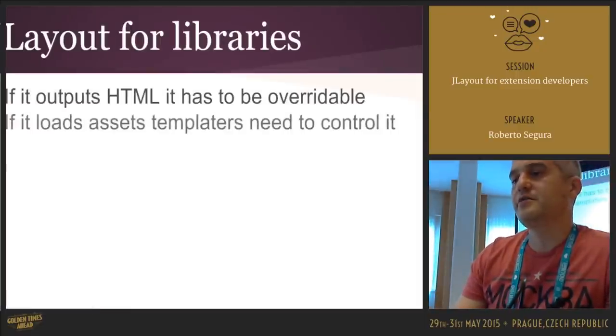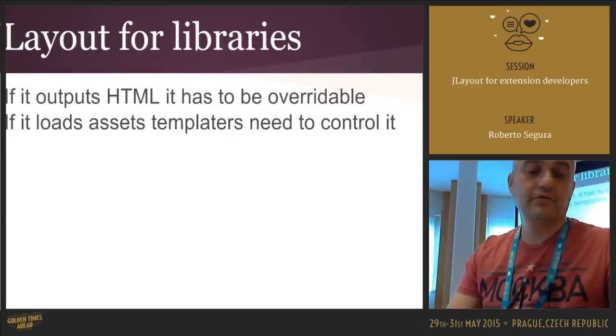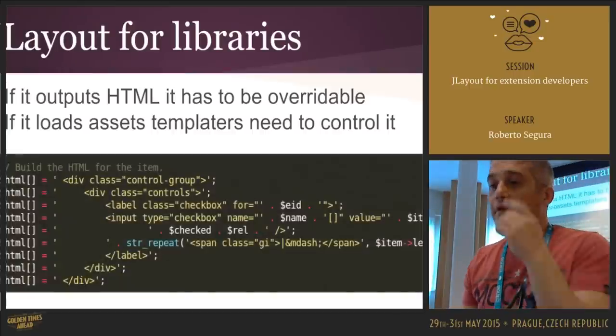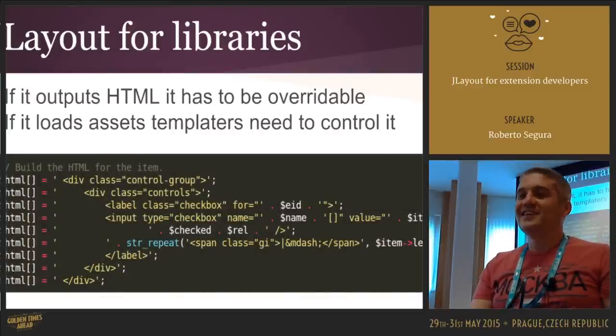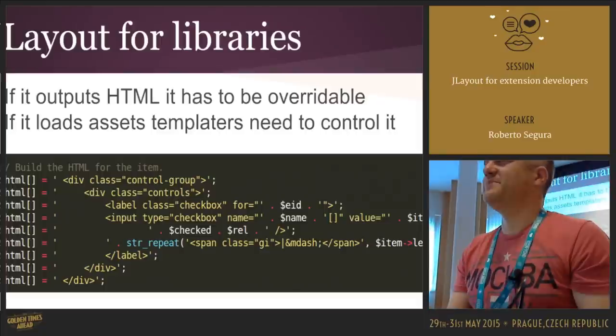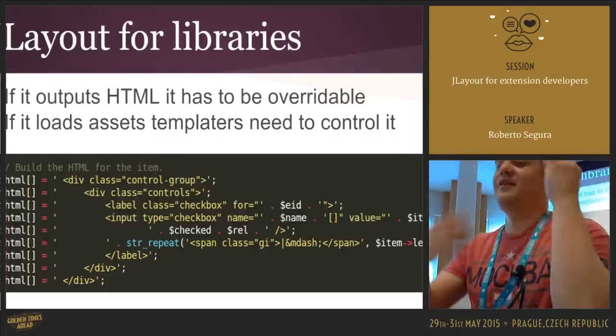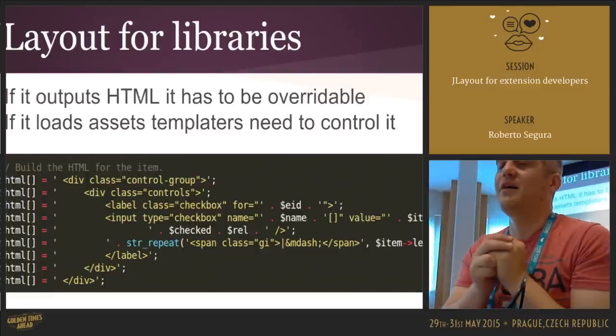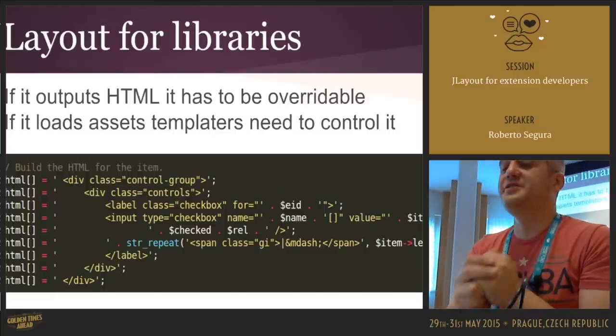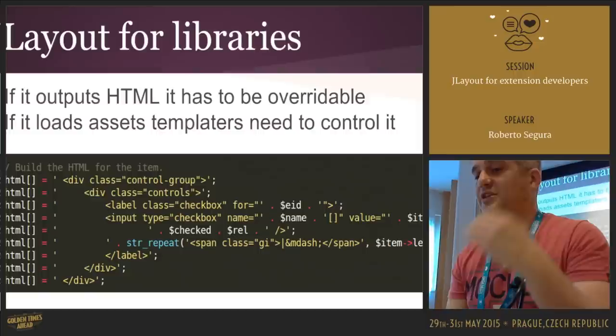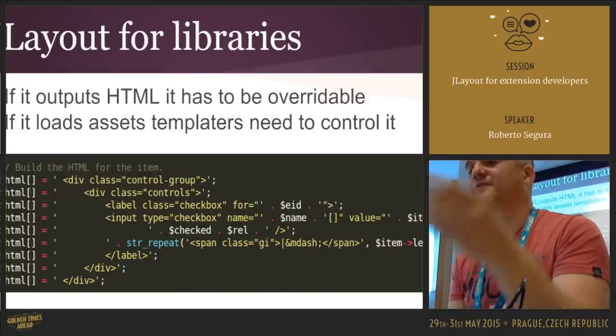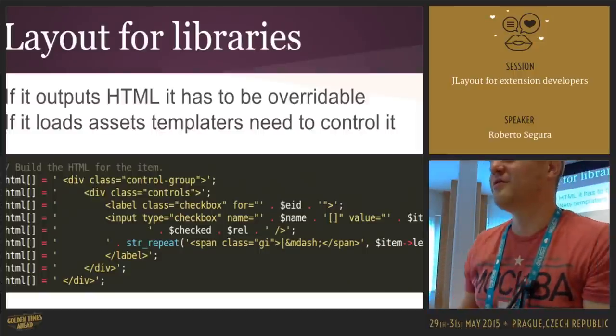This is for JLibraries. For libraries, I think we are a bit late. For libraries, it's very important because we have things like this. If you have a variable that is $html, I hate you because it means that you are doing something wrong. And this is inside core.